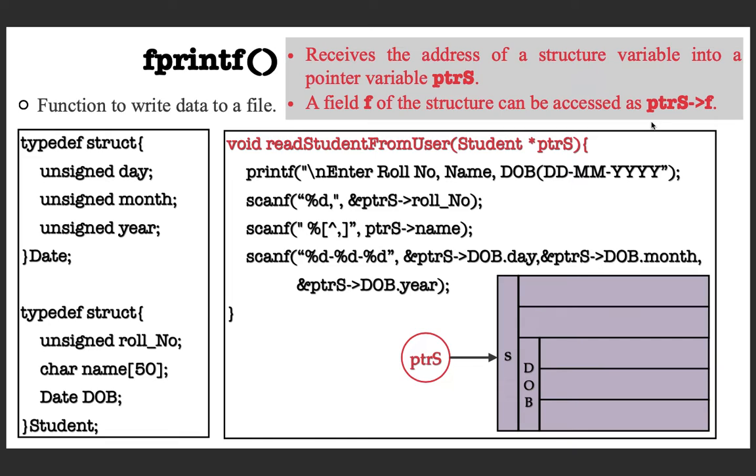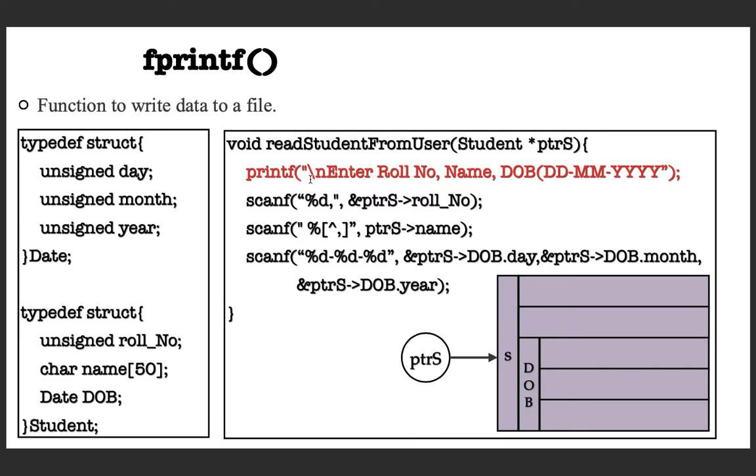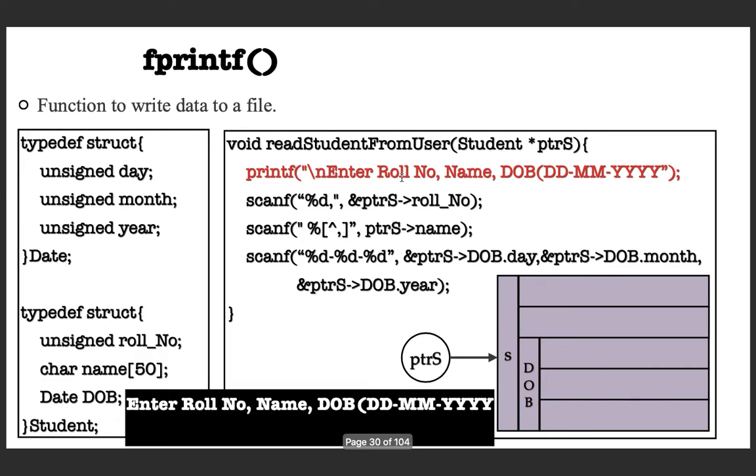Okay, when compared to the access of fields that we discussed when we discussed structures, the only difference here is that now you are going to access it using a pointer to the structure variable, and this is the member access operator when this is a pointer. So it comes to the first statement. What is it? It's a display statement. So that message is getting displayed. It is asking the user to enter roll number, name and date of birth. Date of birth in this format, dd-mm-yyyy.